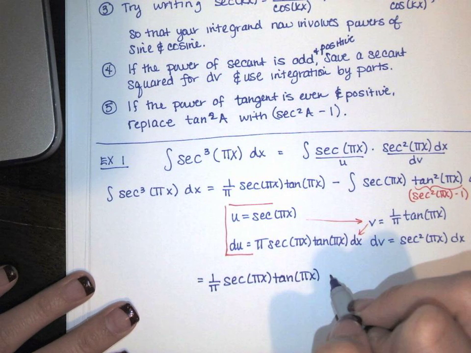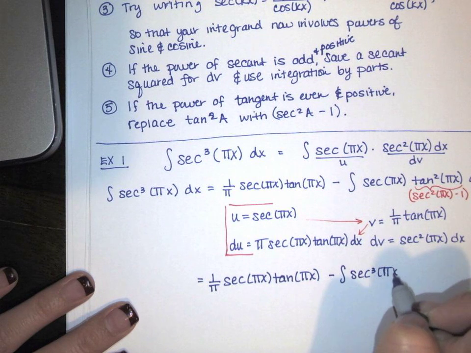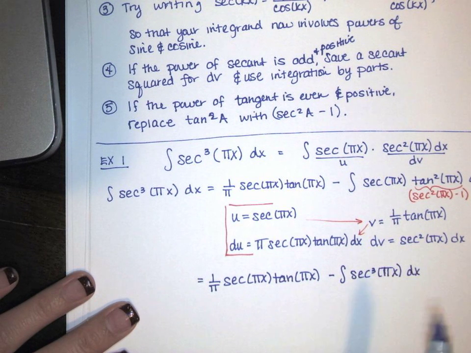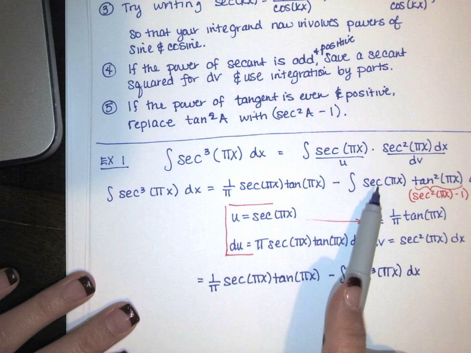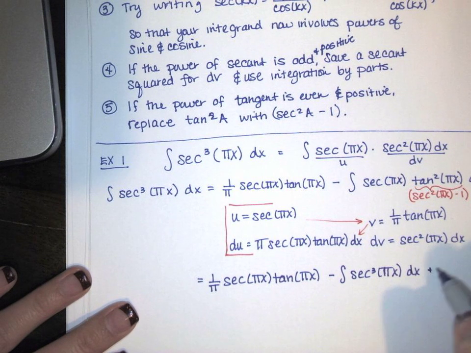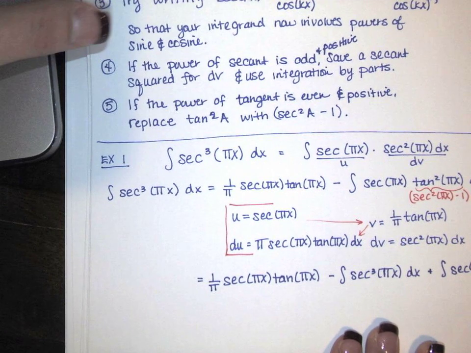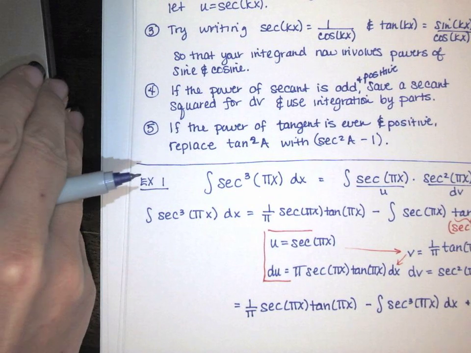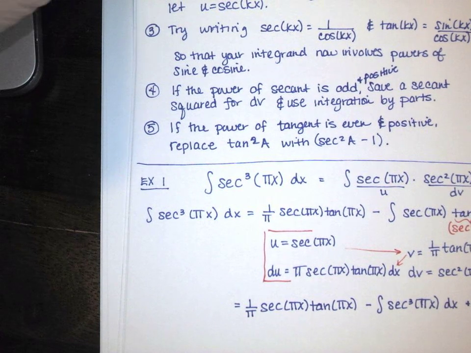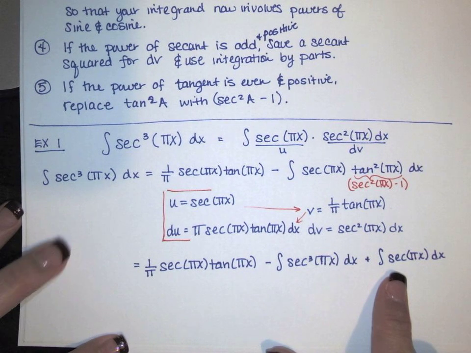Secant times secant squared is secant cubed. And I've got a negative secant times a negative 1 is a positive secant. Writing that as a separate integral. Oops. There, my computer's in the way. I have a rule for that.